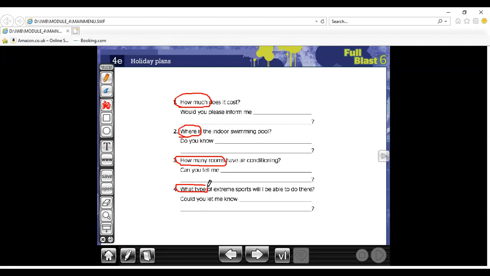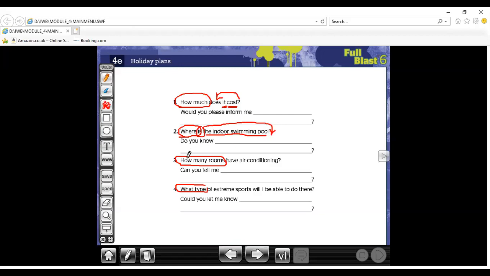Okay, guys. After I use them, number 2, I put what? The subject. How much it, and the verb, what? Cost. Attention, please. I write cost or costs. Here we have does, so it costs. How much it costs. The second: do you know where? Where is the subject? The indoor swimming pool. And where is the verb? This is the verb. I change it here.